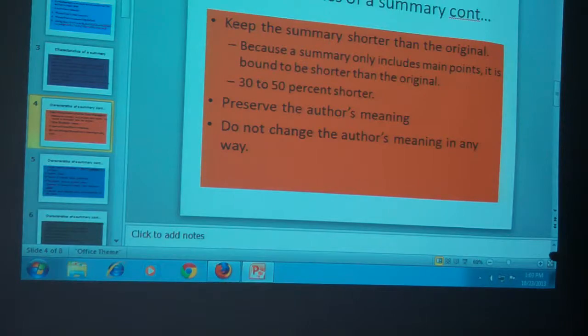Very important that you preserve the author's meaning. And by that, you're not adding anything to the meaning or taking anything away. Because again, you are fighting the temptation to add your own viewpoints. You're sticking only to what is in the article. So you're not changing the meaning in any way.